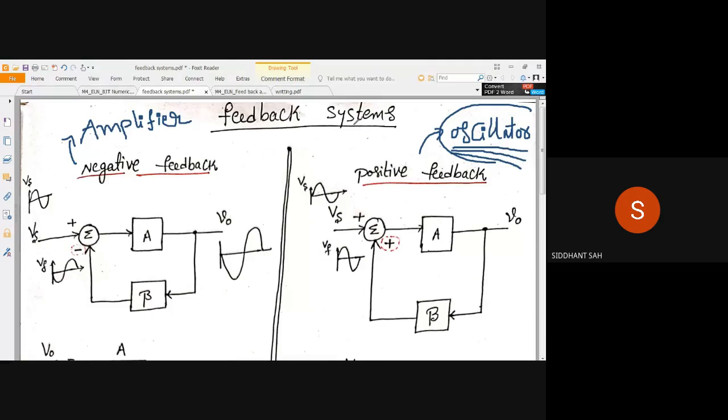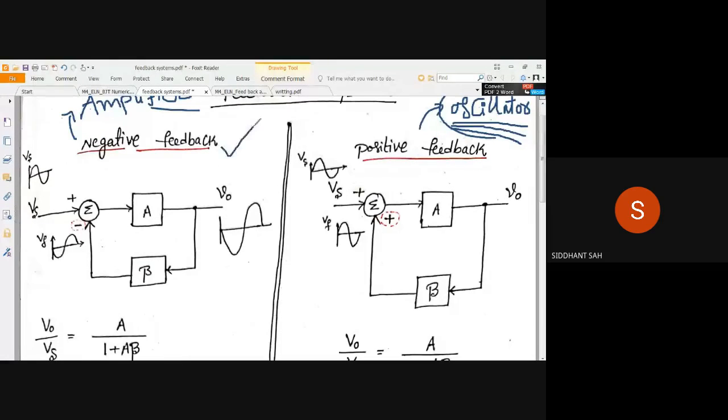So feedback systems can be categorized as negative feedback and positive feedback. The corresponding feedback applications are written here. See the negative feedback block diagram. Some general amplifier has the gain A. Some portion of the output we will take and apply to the beta network. This beta network is generally a resistive network.